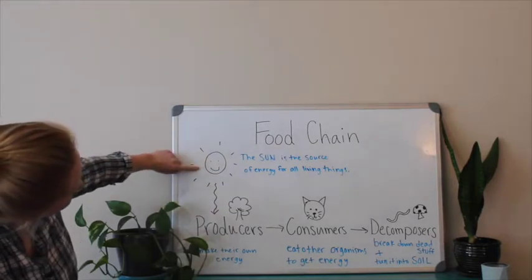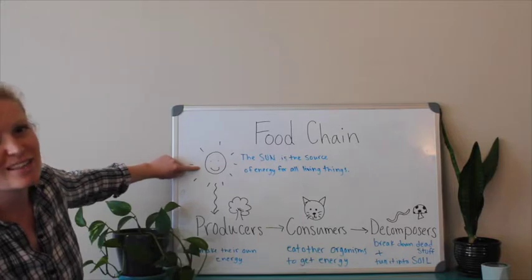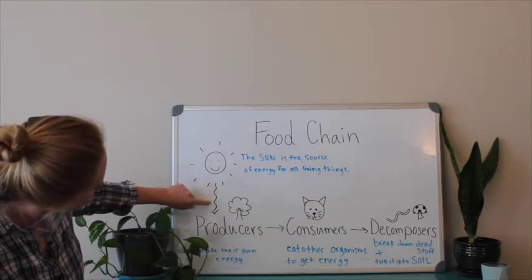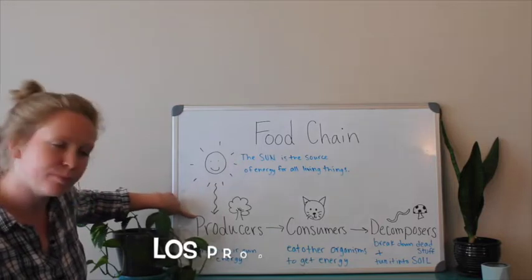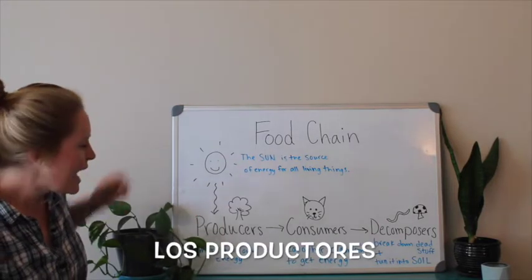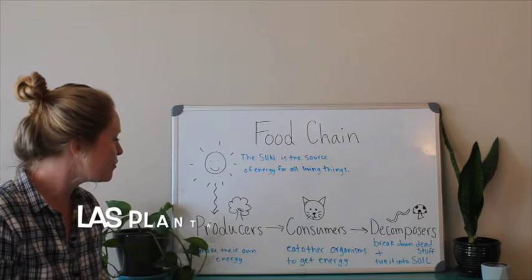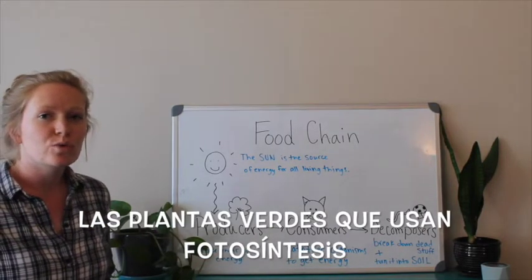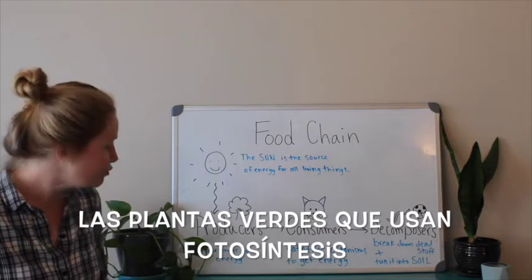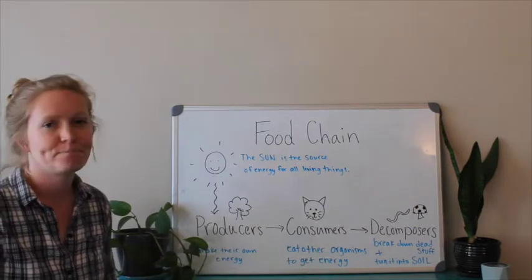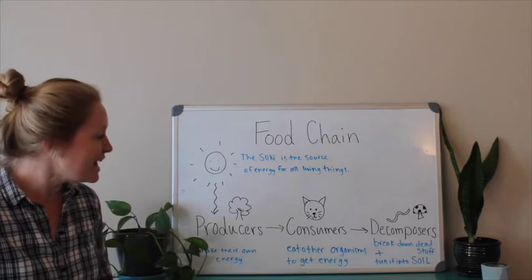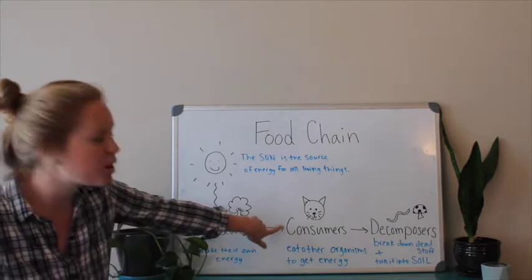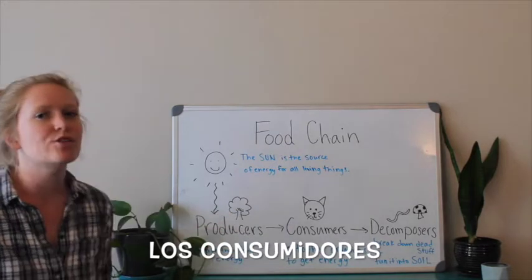So we have the sun here, and these arrows are representing the flow of energy. So this energy is flowing from the sun into this group called the producers. And the producers are basically all of the plants. They're the ones that have to use photosynthesis to make their own food, to make their energy. But then the energy gets passed from these producers to another group called consumers. And that's the group that we're in.